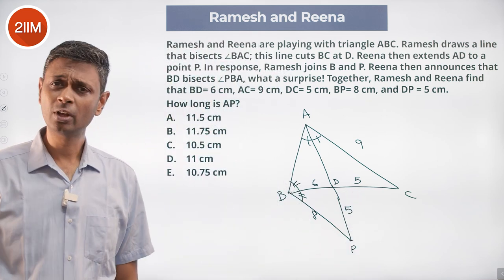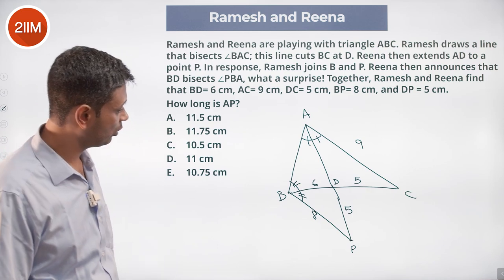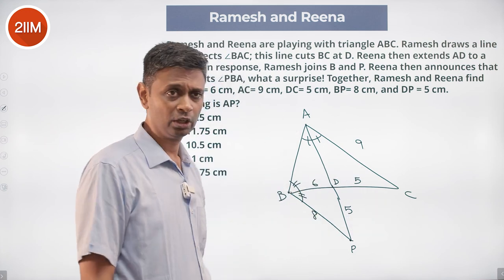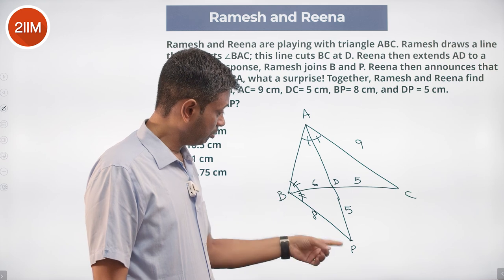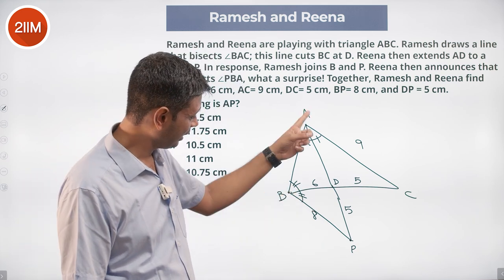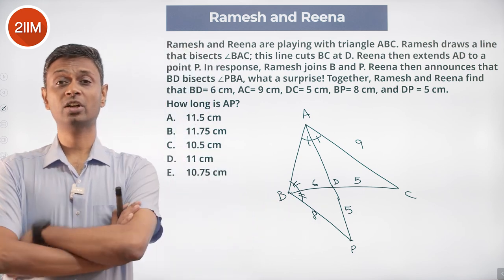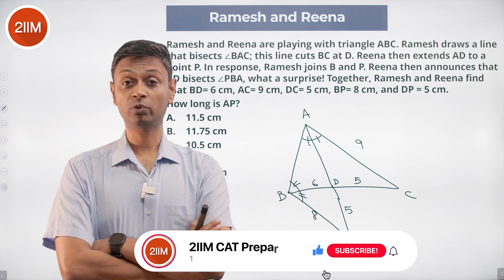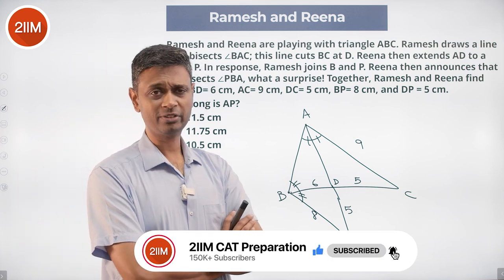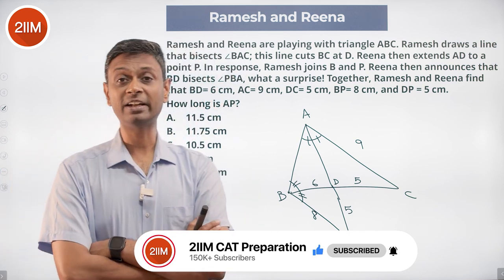A nice question. It hinges on just one idea, angle bisector theorem. We know that AB by AC equals BD by DC. With that, we can find AB. We know BA by BP is equal to DA by DP. Why? This is the angle bisector. In triangle ABP, BD is the angle bisector. The foot of the angle bisector cuts the opposite side in the ratio of the sides containing the angle. Plug the first one, find AB. Plug the second one, find AD. We know AD, we know DP, we can find AP.